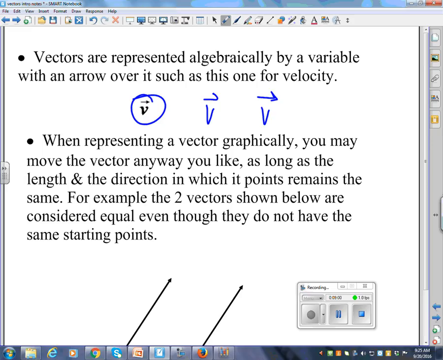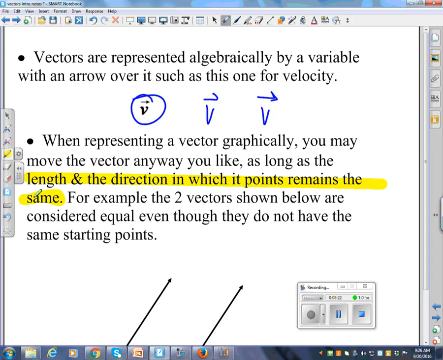Okay, when representing a vector graphically, you may move the vector any way you like as long as the length and the direction which it points remains the same. Do you guys have that already? Yeah. Okay, so I want you to highlight if you can, even if you just underline. The length and the direction must remain the same. It can be anywhere on the page.